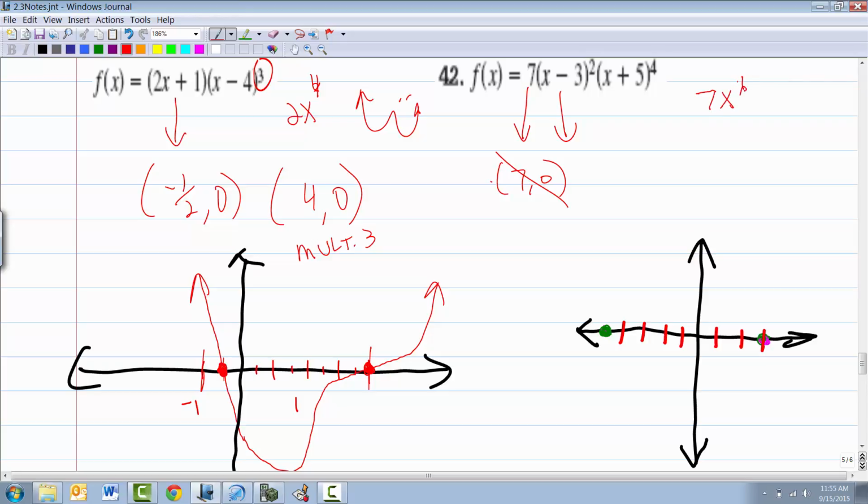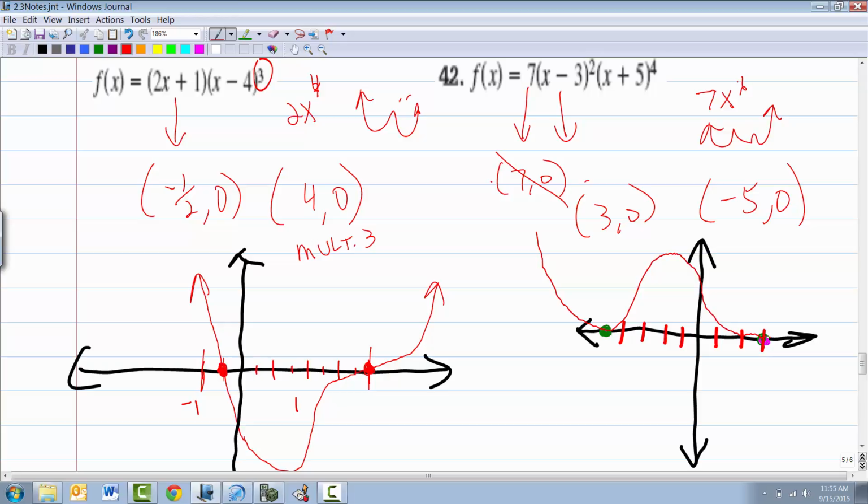Okay, when you multiply this out, what would you end up with? 7x to the 6, and it would just look like that. Okay, and then the x-intercepts are 3, comma 0, and -5, comma 0, right? But what would happen with this is you might have a bounce here like this, and then this might be a lot higher than this.